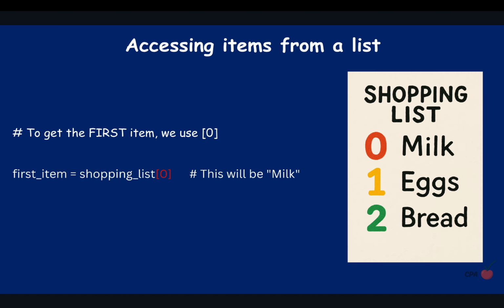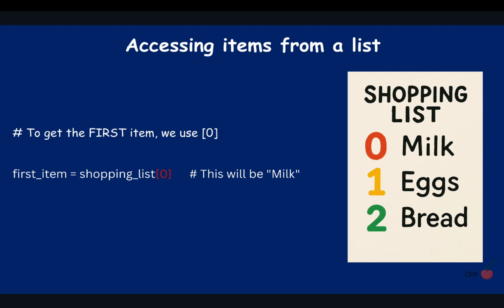Okay, so we have our list, but how do we get just one specific item out of it? What if we just want to check the first item on the list? I know in real life we start counting from 1, but computers like to start from 0. So the first item on the list is at position 0. So milk, the first item, is at position 0. Eggs is at position 1, and bread is at position 2.